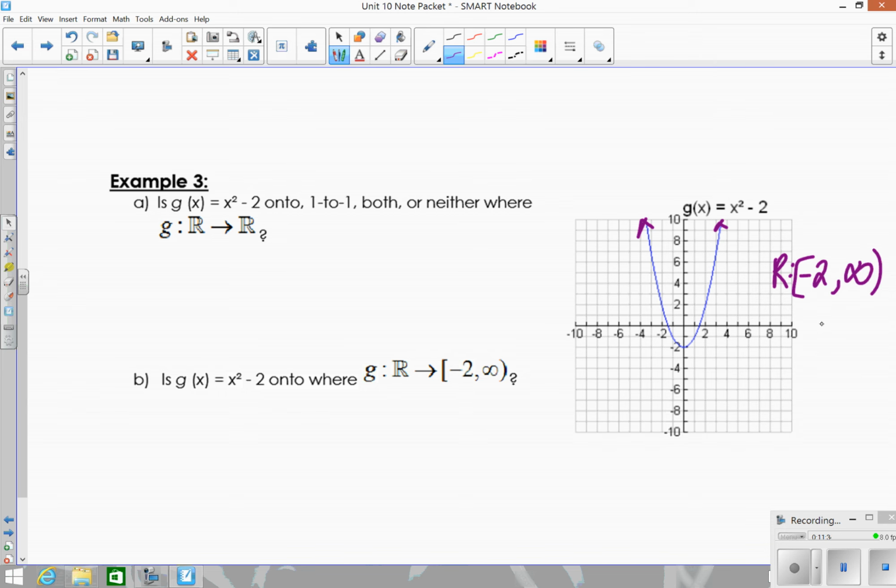So since the range is not all real numbers, these are the x values and these are the y values, all of the y values aren't used. The range is -2 to infinity. So only -2 all the way up to positive infinity are going to be used. So this is not onto because not all of the y values are being used.